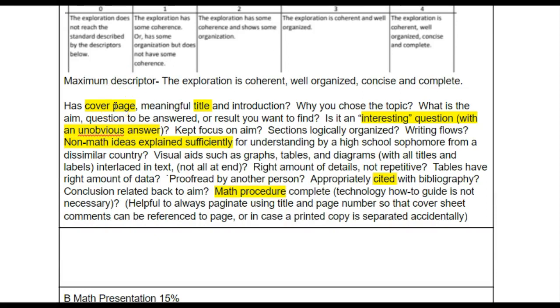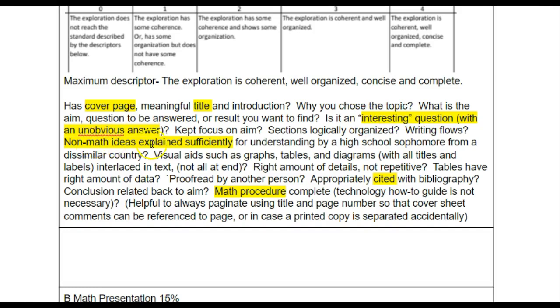Cover page, normally it makes it look so much better if there is one. There's no point for a cover page, but if you do have a cover page, it means that you've definitely made a title, which is something that you actually get a point for. Interesting question. The question should be a question like in most IB IAs and extended essays, etc. It shouldn't be a question that has an obvious answer, okay? So that is a good way to make sure you have an interesting IA.